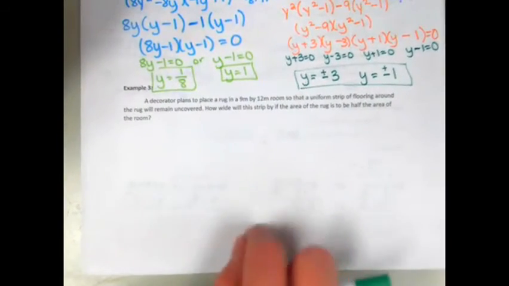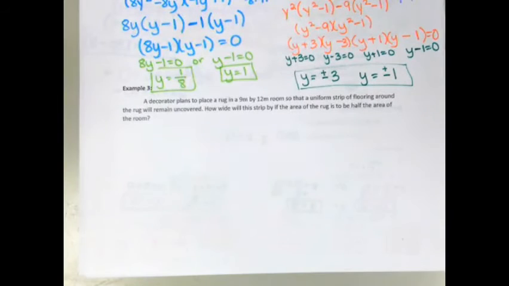Now, the good news is I don't have any of these ones on the finals, okay? But I do have ones where you have to subtract the areas, you know, that kind of stuff. All right, so let's look at this one. A decorator plans to place a rug in a 9x12 room so that a uniform strip of flooring around the rug will remain uncovered. Go ahead and draw me a picture.